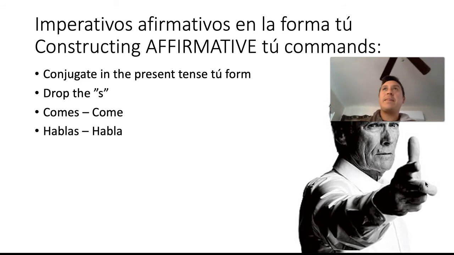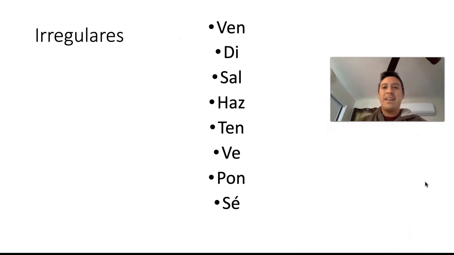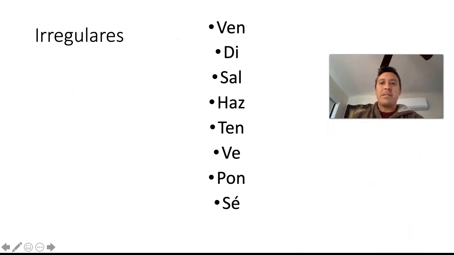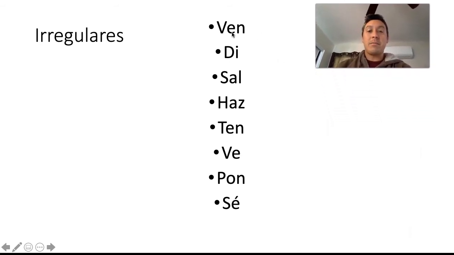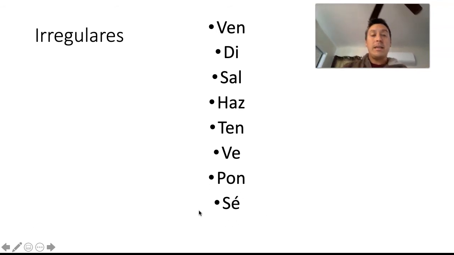Now, last time in the closing activity, I did allude to the fact that there are some irregulars, and these irregulars are this: ven is from venir, di is from decir, sal is from salir, haz is from hacer, ten is from tener, ve is from ir, pon is from poner, and sé is from ser.